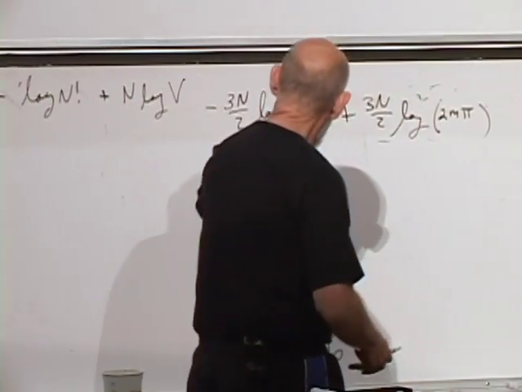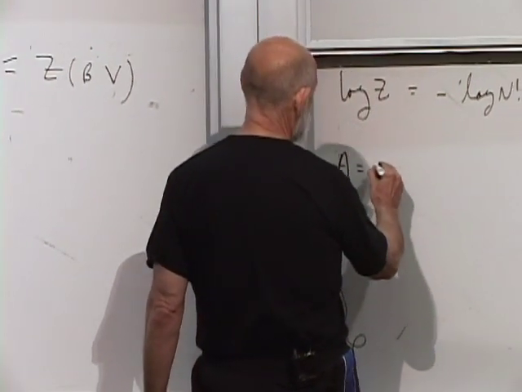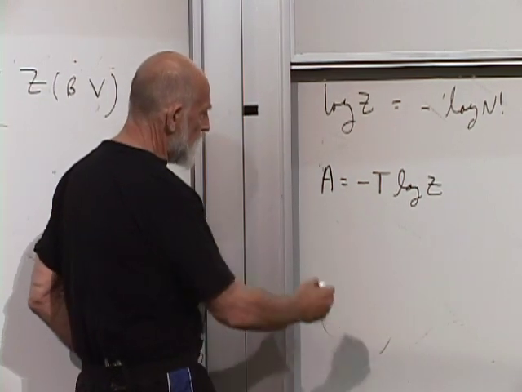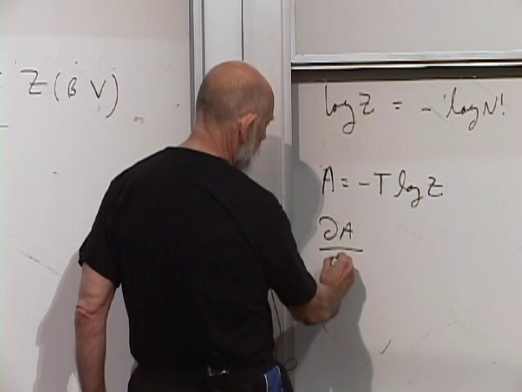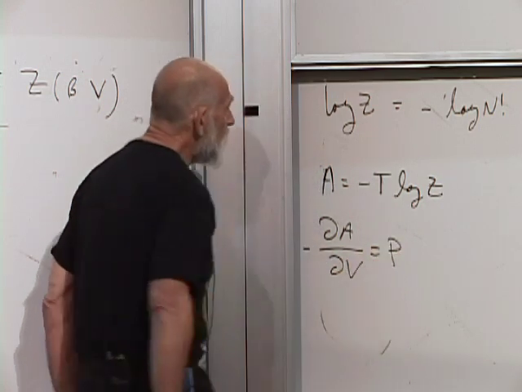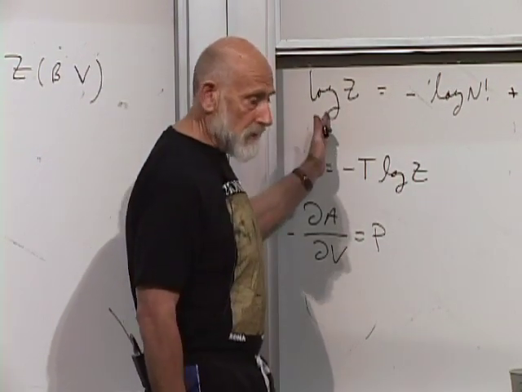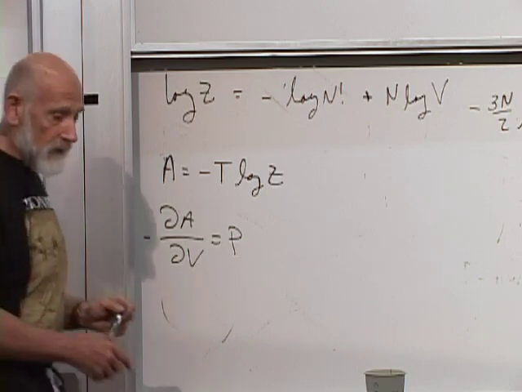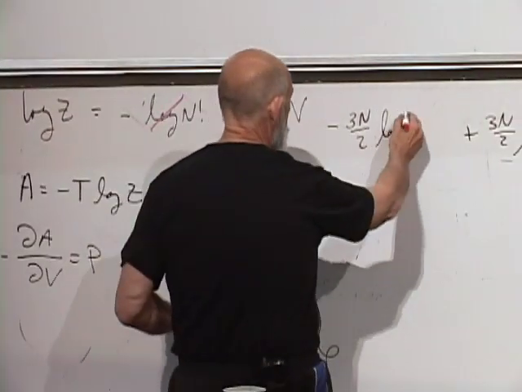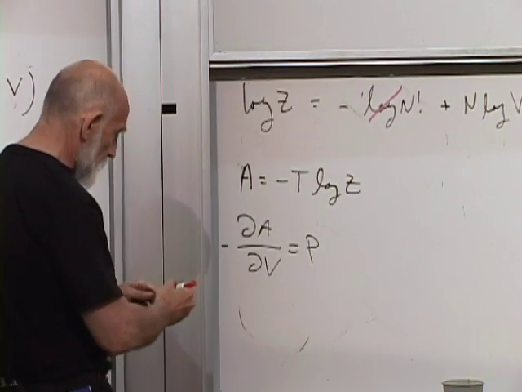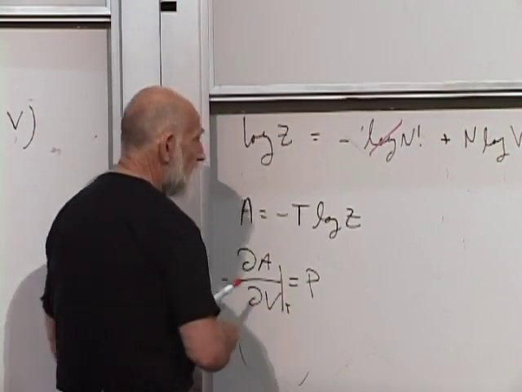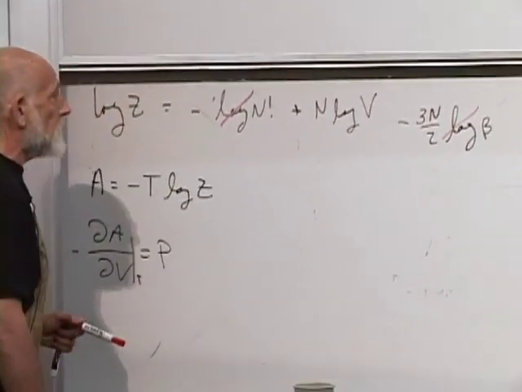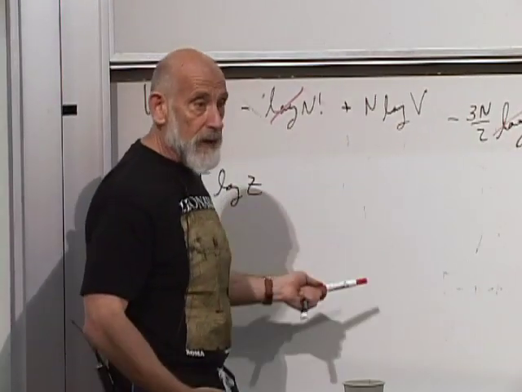First, we need the free energy, A. A is equal to minus T log Z. And we want to differentiate A with respect to volume; minus that is pressure. Only the terms which depend on the volume are going to contribute to this derivative. We might as well throw away everything else. Remember, we're doing this at fixed temperature, so this is just a constant when I'm differentiating. The only thing which depends on the volume at fixed temperature is this volume term. That's how easy it is.